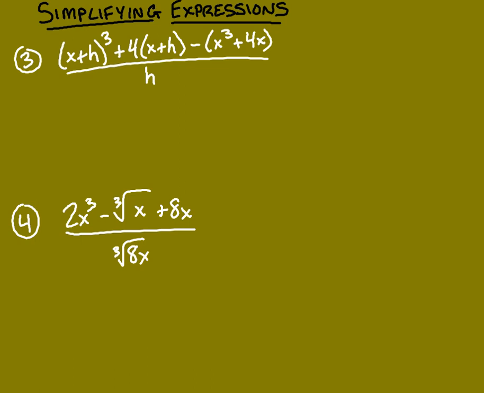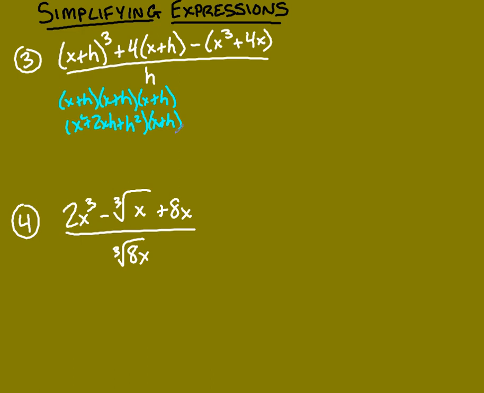First off, x plus h cubed. This means x plus h times x plus h times x plus h. Well, we already did what one set is. That'd be x squared plus 2xh plus h squared. I have to multiply that by another x plus h.